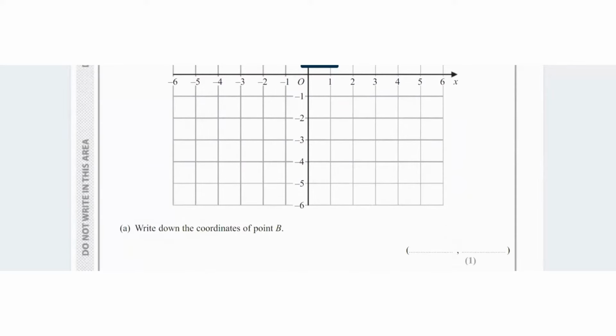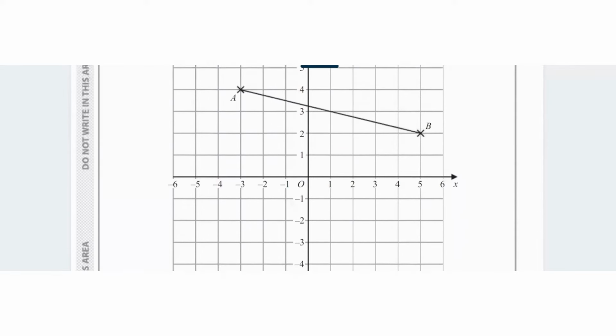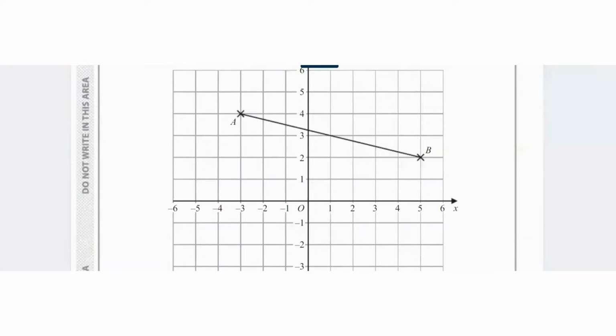Question 9 says, write down the coordinates of point P. This is point P. So coordinates are ordered pairs with x first and y second. X is on the horizontal axis and y is on the vertical axis. So if we draw a line vertically and horizontally from point P, we can see that x is 5 and y is 2. So the coordinates are going to be 5, 2.